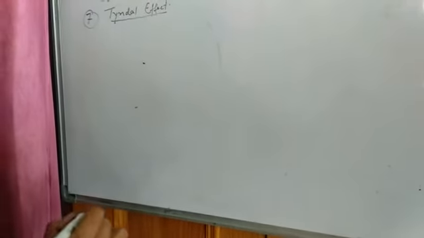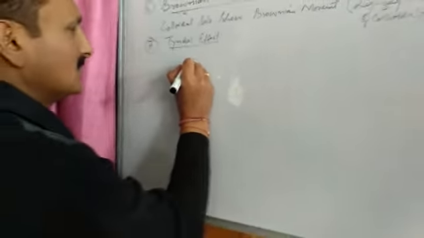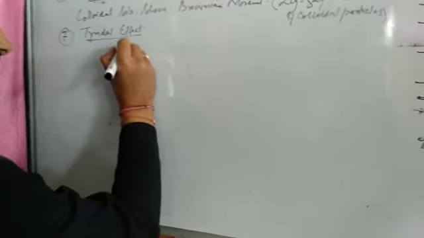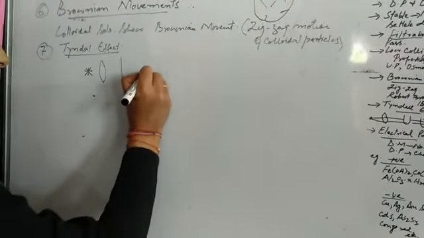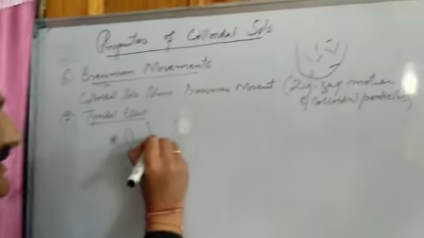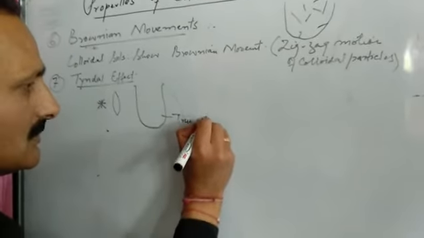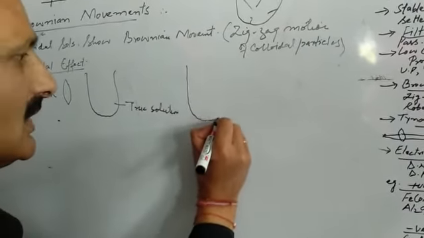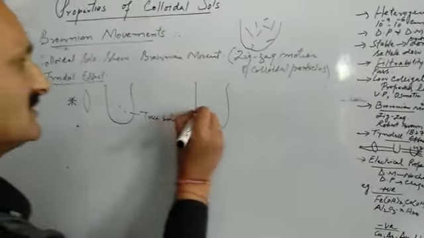Let us understand this effect first. Suppose I have a source of light here, and this is a lens here, a convex lens. Here I have a true solution. I have kept a true solution in this container. Then here I have a colloidal solution. This is a true solution. This is a colloidal solution.